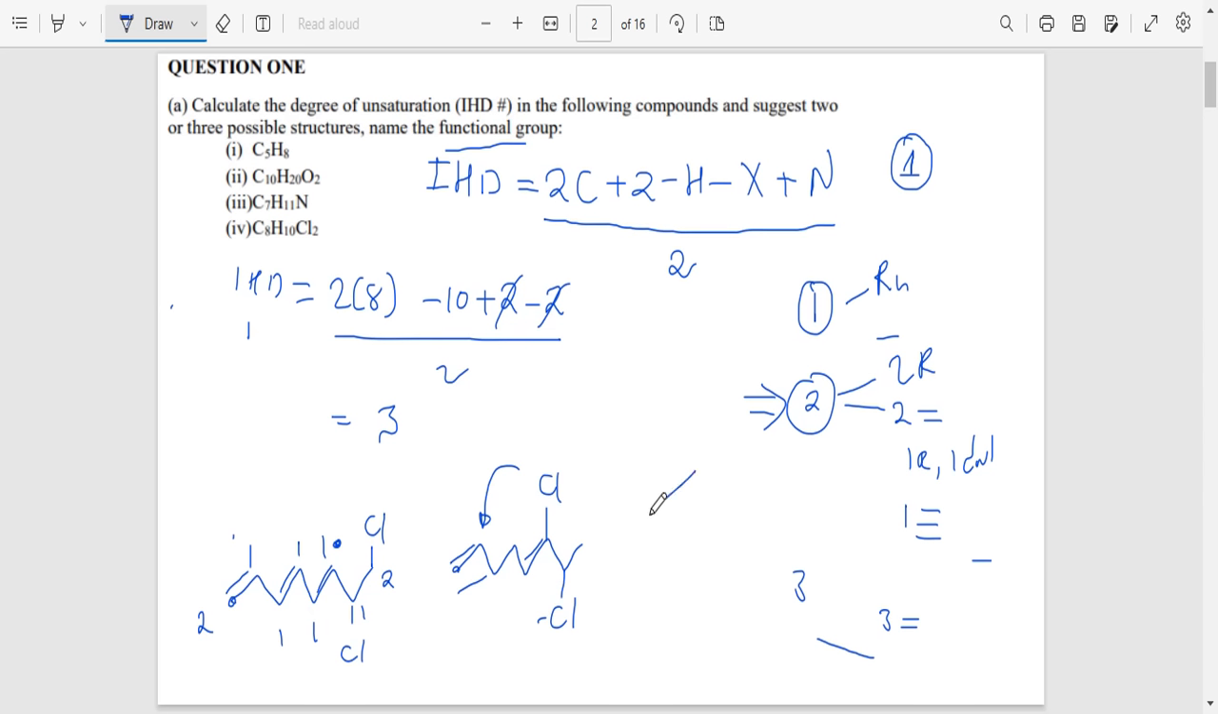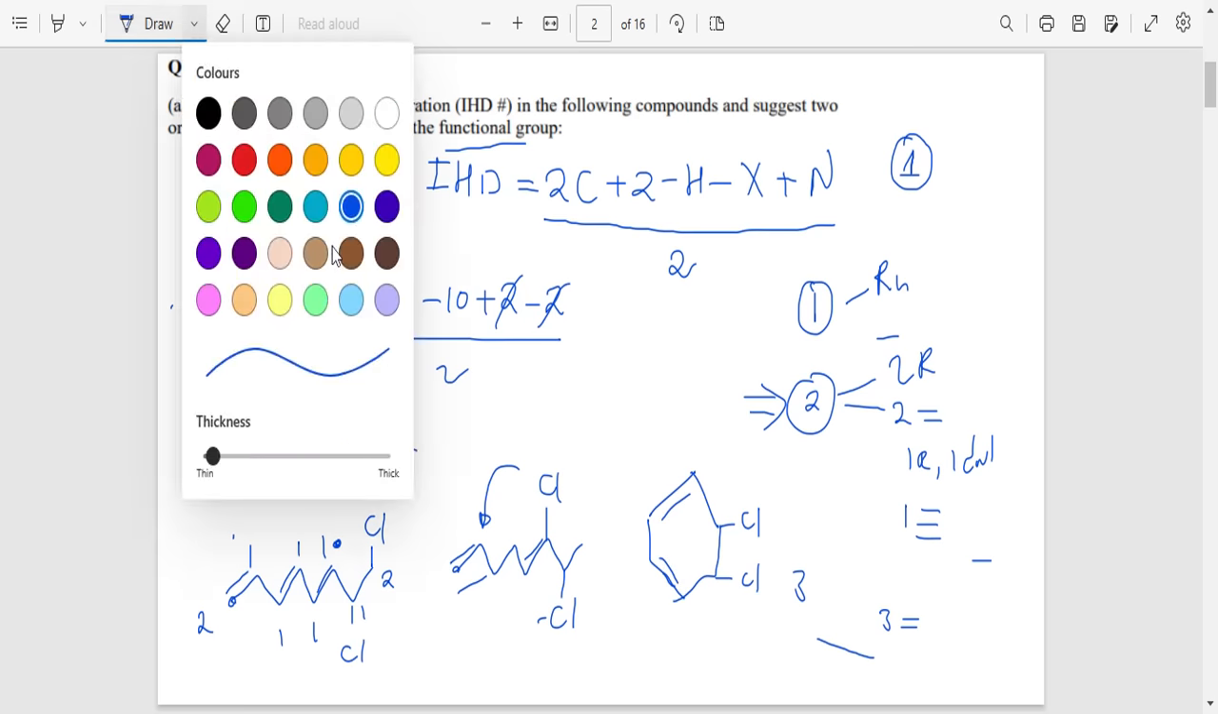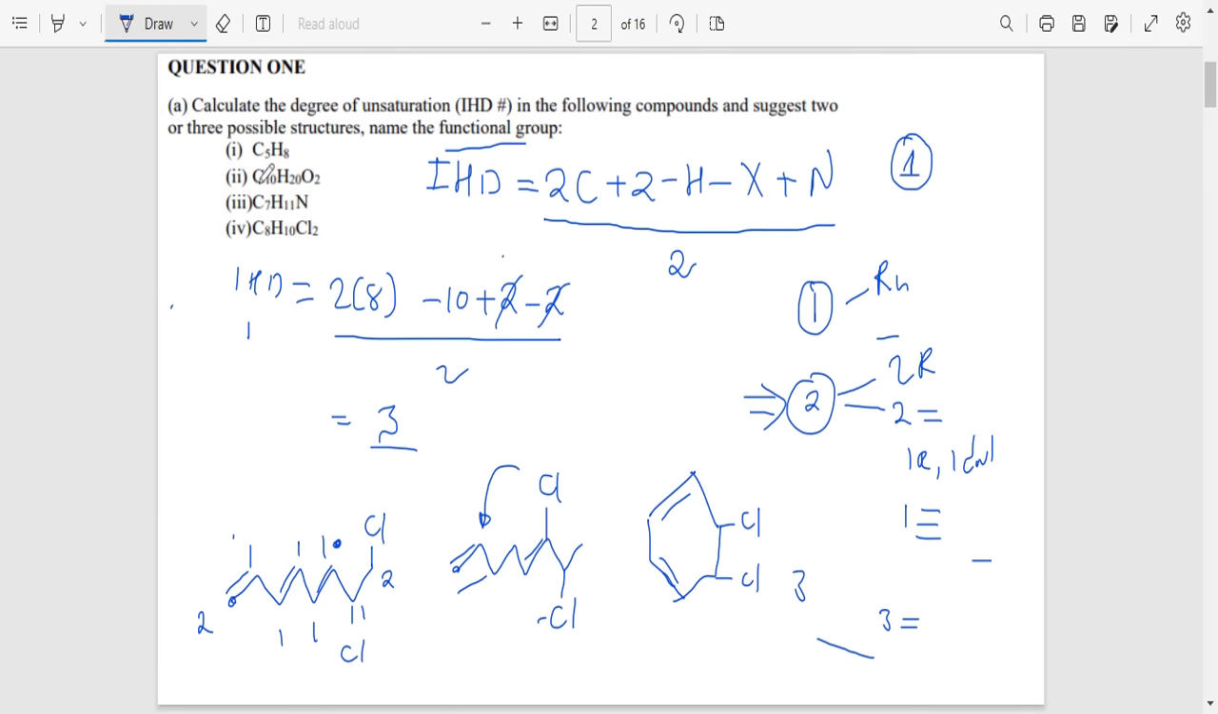Another I can write is a ring. Now this ring has got 6 carbons, meaning I've covered one IHD. I can put chlorine here, I can put chlorine here. I'm remaining with two IHD, so I can put a double bond here and a double bond here. So this is also going to have an IHD of 3. So for this question, this is how I'm able to approach it.